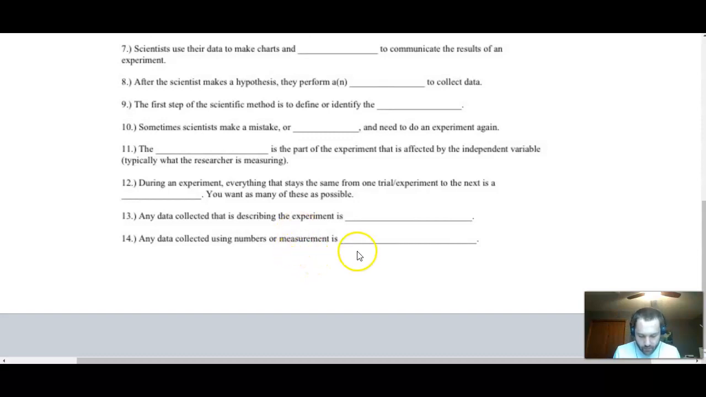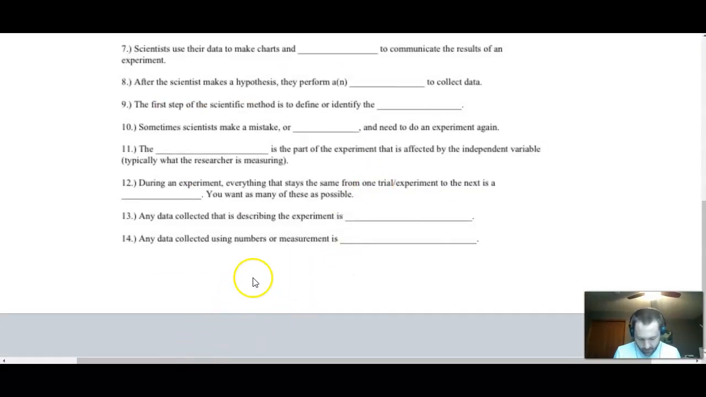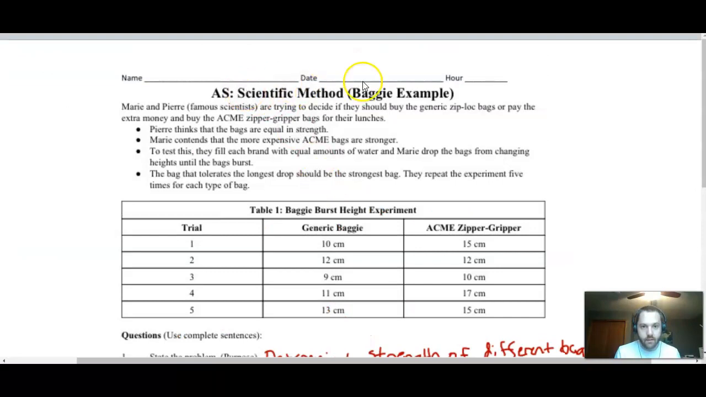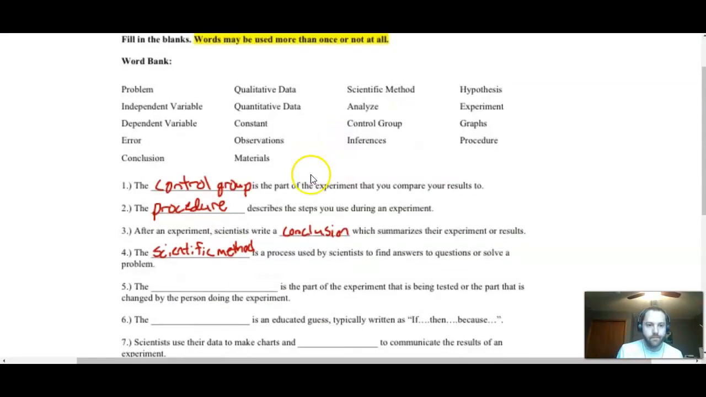The blank is a process used by scientists to find answers to questions or solve a problem. So this is actually called our scientific method worksheet. So that is the scientific method. So that's the process that is used to determine and to conduct science.